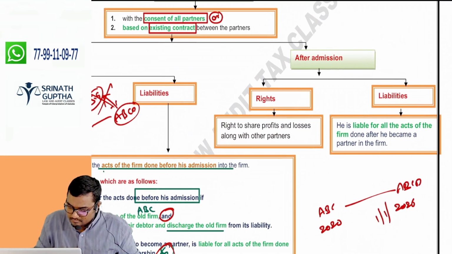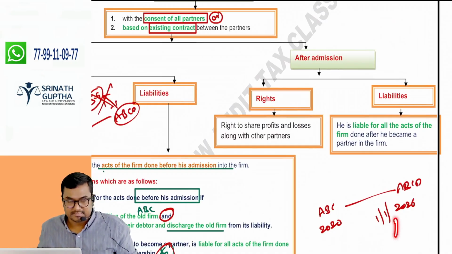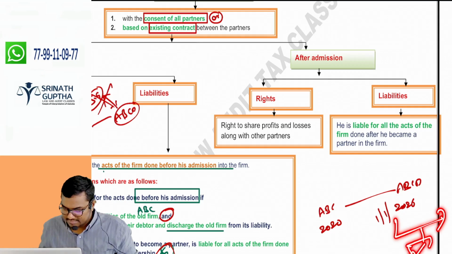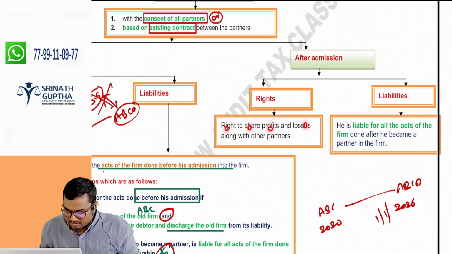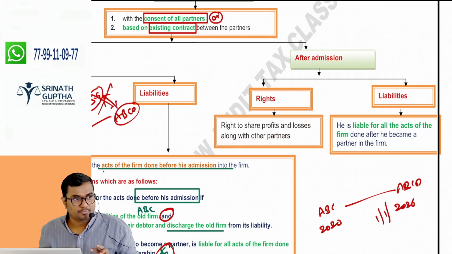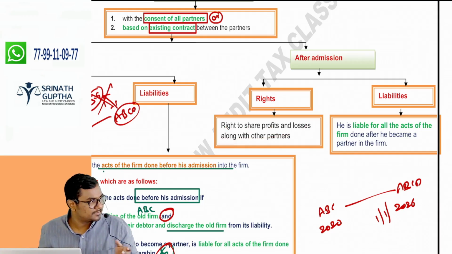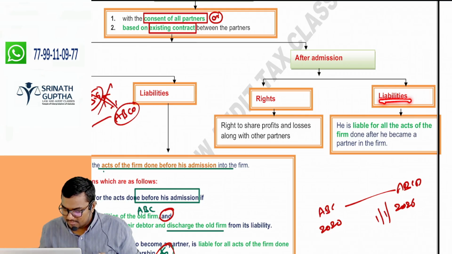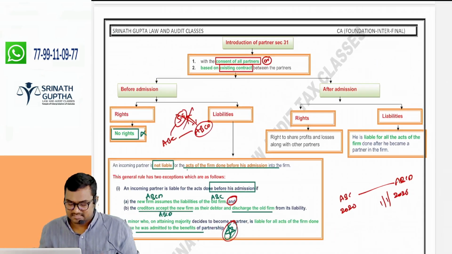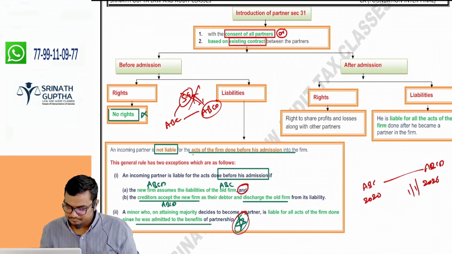So then came on 1/26. After his admission, rights and duties. Rights: the right to share the profits and losses along with other partners as per his profit sharing ratio. Liabilities: he will be liable for activities of the firm after his admission.